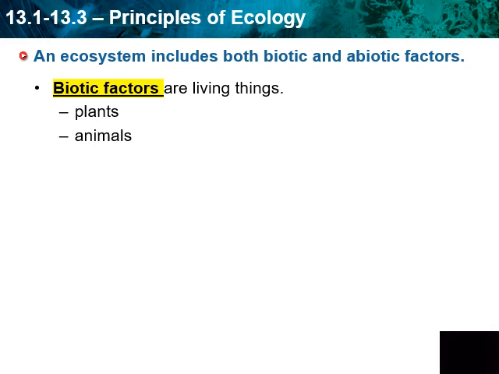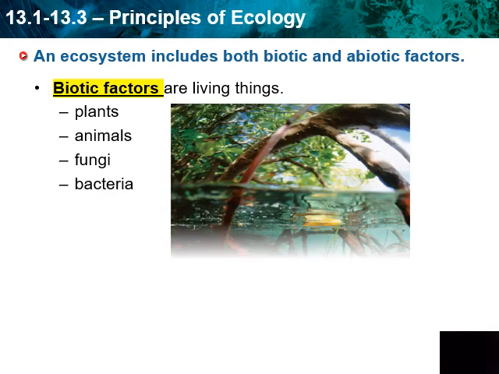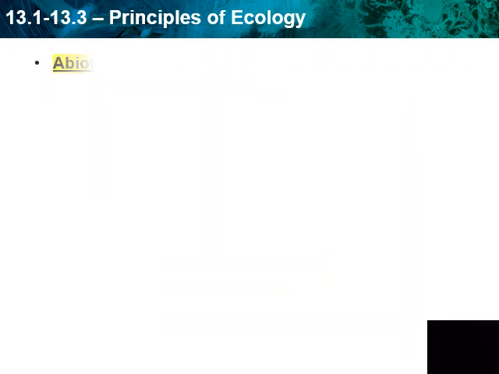Now, when we talk about an ecosystem, we include both biotic and abiotic factors. And what exactly are those? Well, biotic factors are all the living things. Remember, bio means life. So biotic factors are living things. So all the plants and the animals, fungus, bacteria, all of those things would be living things in our environment.